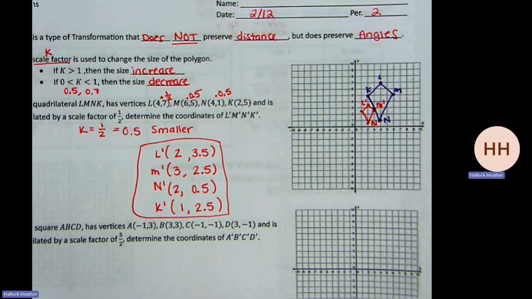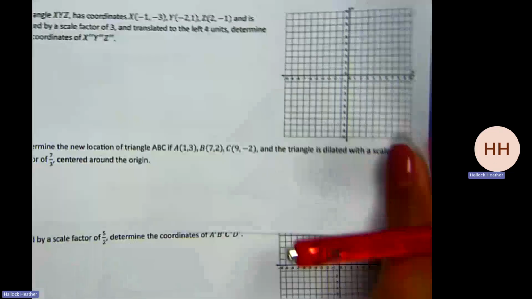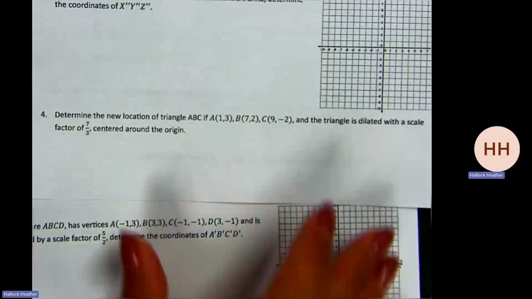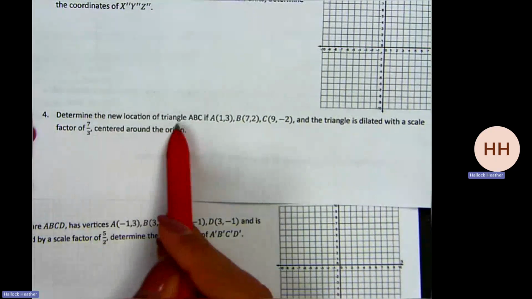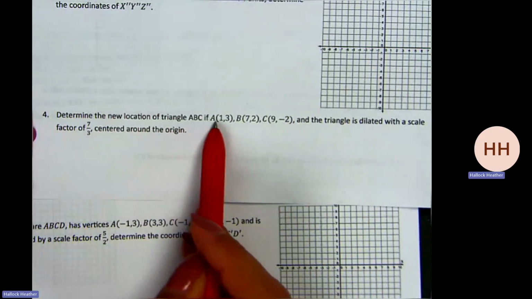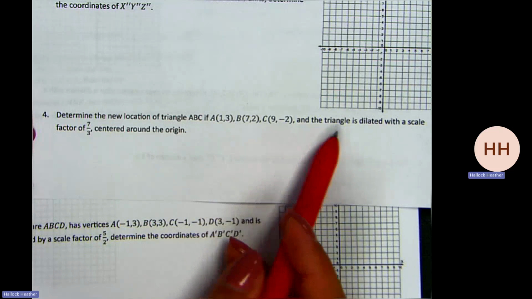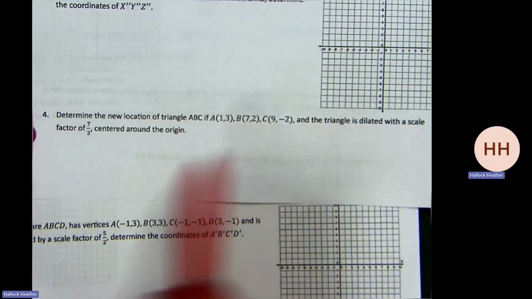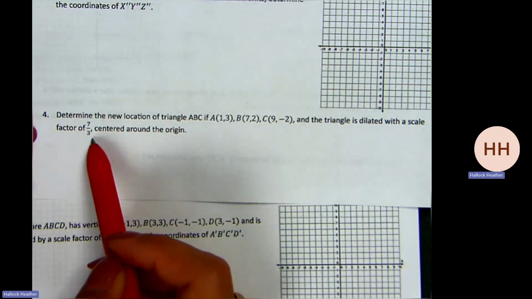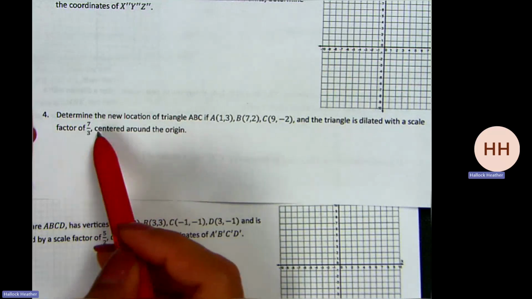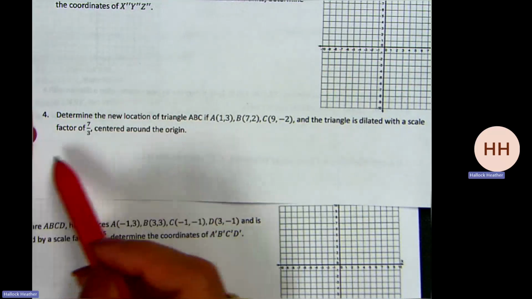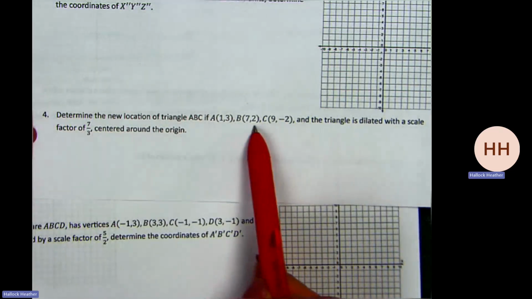Number 4 says, and this is where your calculator is going to need to be used, determine the new location of triangle ABC if A is 1, 3, B is 7, 2, C is 9, -2, and the triangle is dilated with a scale factor of 7/3 centered around the origin. It should always say centered around the origin. So don't let the wording confuse you, because there's going to be words on your EOC. Just look at what you have to do.